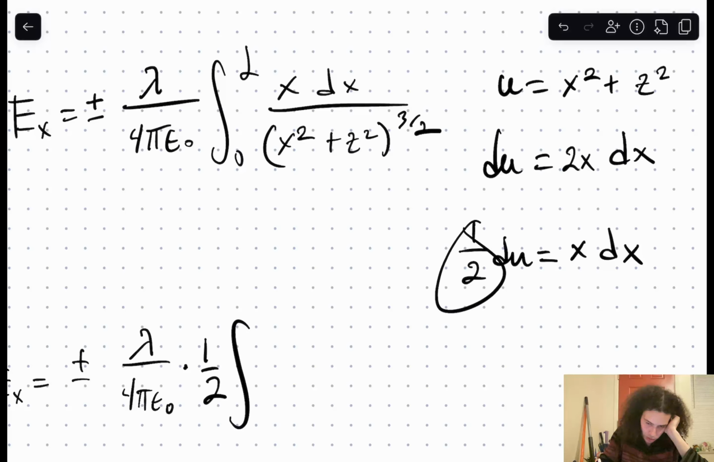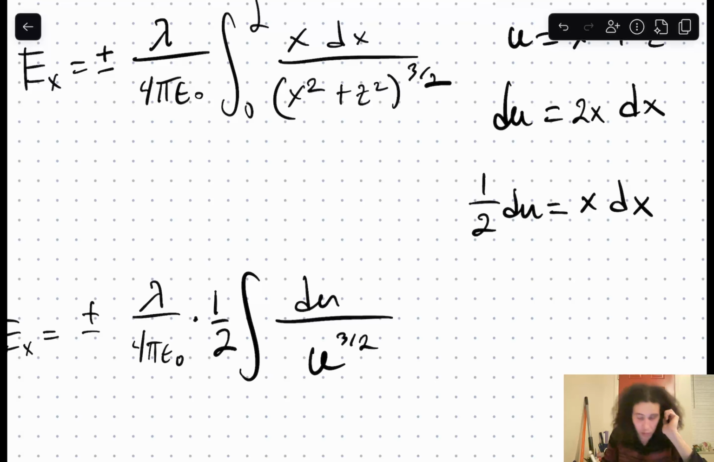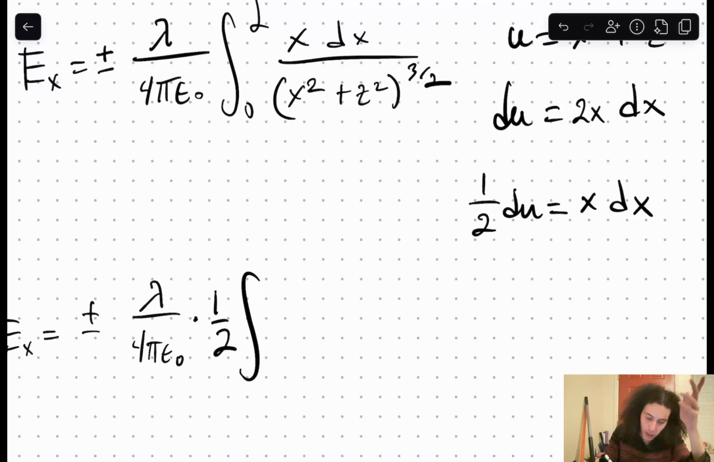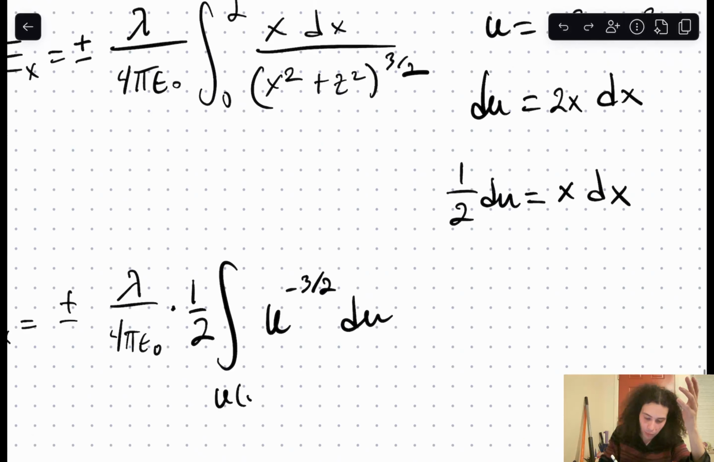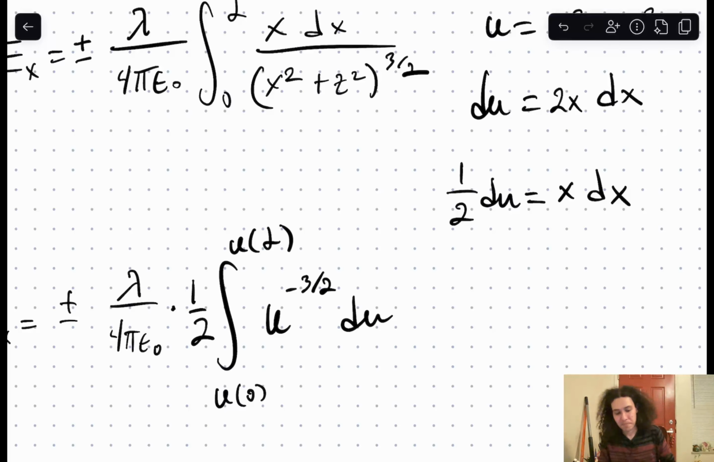The 1/2, we have to remember this. So now that's du over u to the 3/2. When it's in the bottom, it's the exponent 3 over 2. But to make the calculus a little easier, it's equivalent to say u to the power of negative 3/2 du, and then the bounds become a function of u, because the bounds do change relative to how you took the substitution here.